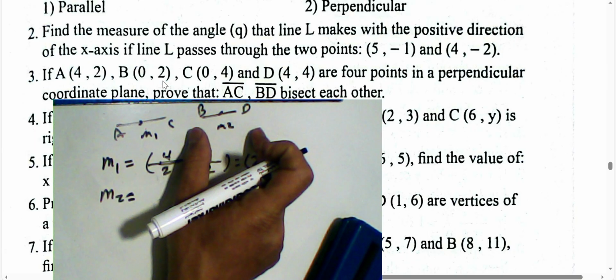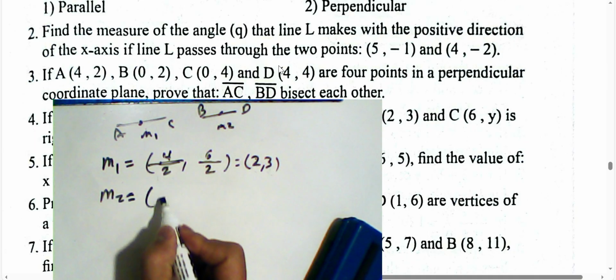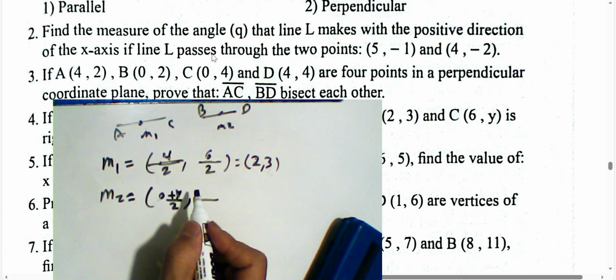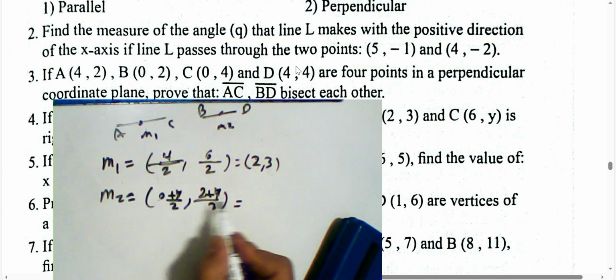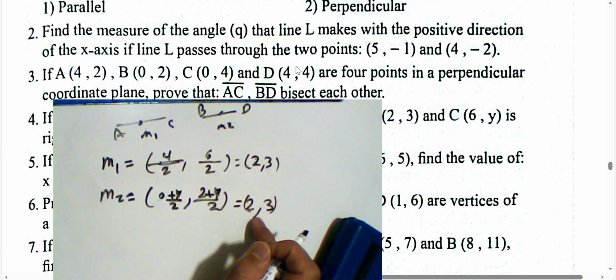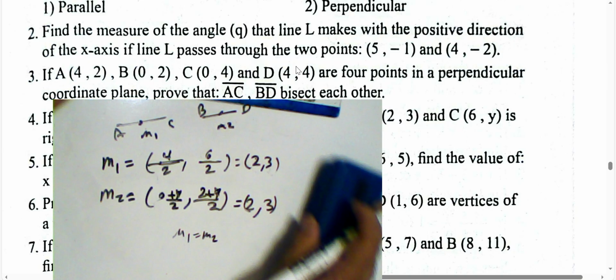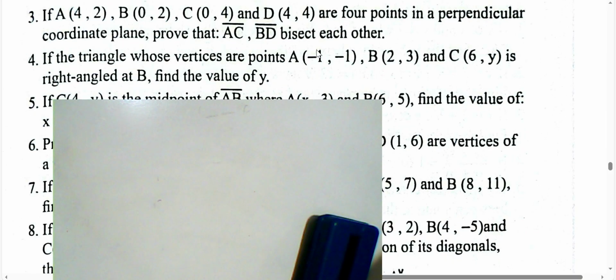B and D. 0 plus 4 over 2, and 2 plus 4 over 2. 4 divided by 2 is 2, and 6 divided by 2 is 3. And the point will be 2 and 3. So M1 is equivalent to M2, then AC and BD bisect each other. You can write this. Next question.